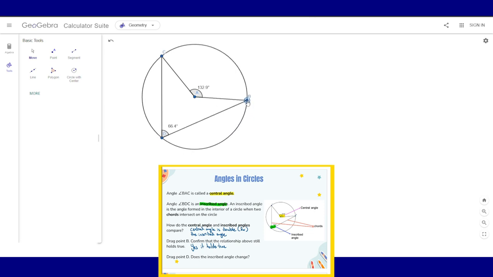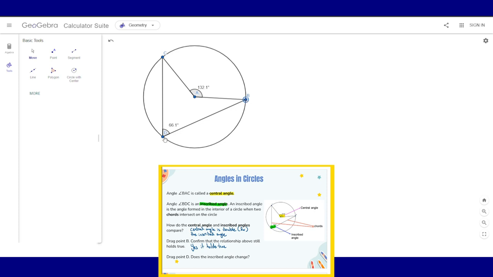So let's put it back a little bit closer to normal. If I move point D around, does the inscribed angle change? So depending on where I move point D, obviously if I move it to the other side, that becomes something different. But if I move it around, is that angle changing? No, it's not. So it doesn't really matter where point D is, as long as two chords are meeting somewhere on the line.